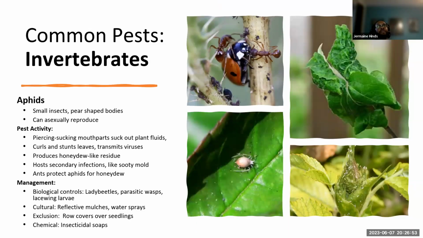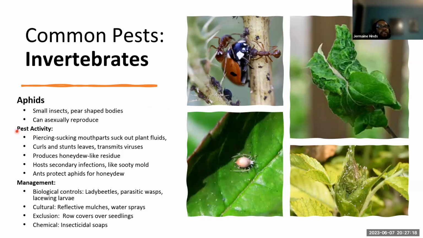So starting with invertebrates, one of the biggest, most common pests are aphids. These are small insects with pear-shaped bodies. There's a picture of aphid here. So aphids can asexually reproduce, so that means they can clone themselves. So it's really important to keep on top of monitoring aphids because their populations can explode overnight if unchecked.